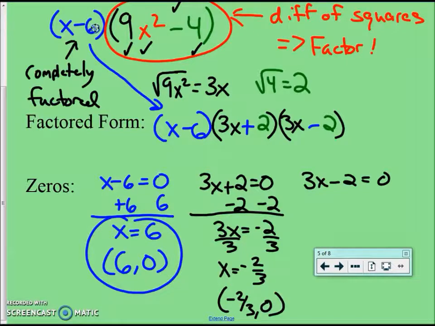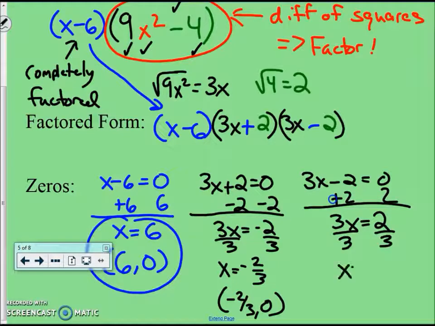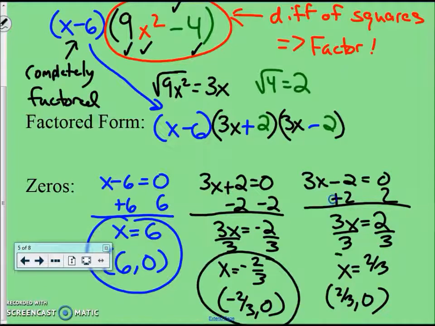And finally, we'd anticipate the same kind of zero over here, except with an opposite sign. I'm going to add 2 to both sides, giving me 3x is equal to 2. Dividing both sides by 3, and I get x is equal to 2/3. And a corresponding zero of (2/3, 0). I get 3 zeros as I anticipated. Now it looks like I've solved this correctly.